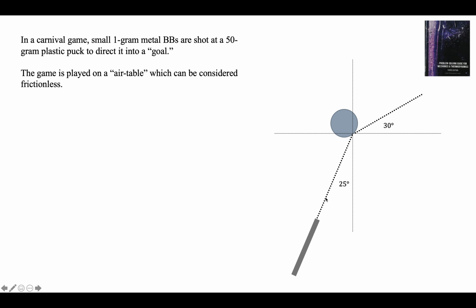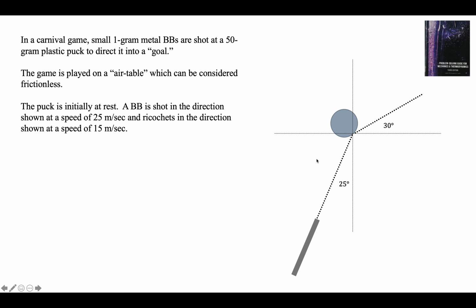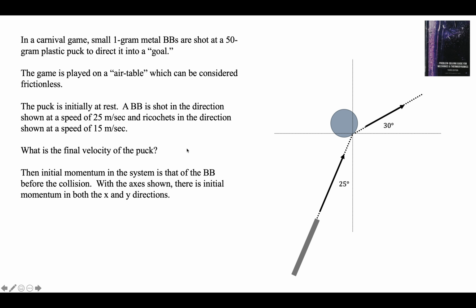It starts off at 25 meters per second at 25 degrees from the vertical, like this. It ricochets off the puck, bounces this way with 15 meters per second at 30 degrees from the horizontal axis. What's the puck doing after the collision? That's the question. The initial momentum in this system is only that of the BB.